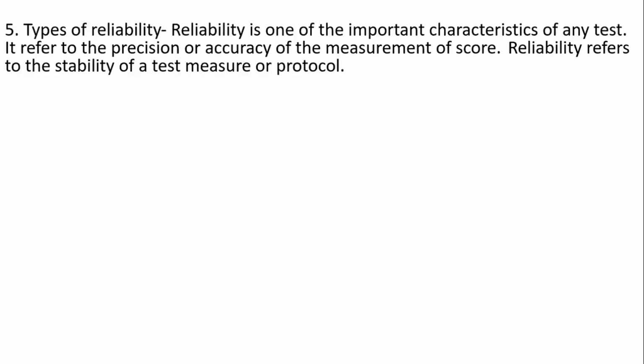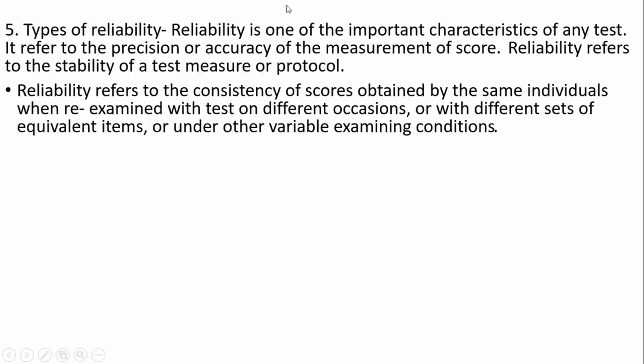The fifth question is types of reliability. Reliability is one of the important characteristics of any test. It refers to the precision or accuracy of measurement of scores. Reliability refers to the stability of a test measure or a protocol. Reliability refers to the consistency of scores obtained by the same individuals when re-examined with the test on different occasions, or with a different set of equivalent items, or under other variable examining conditions.